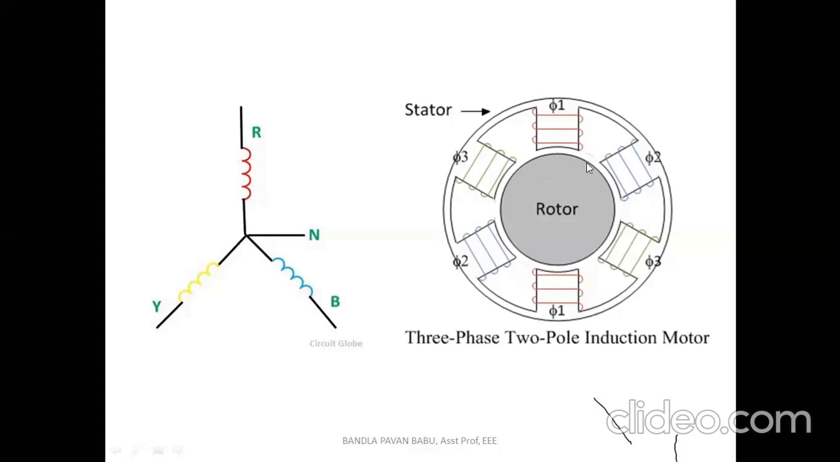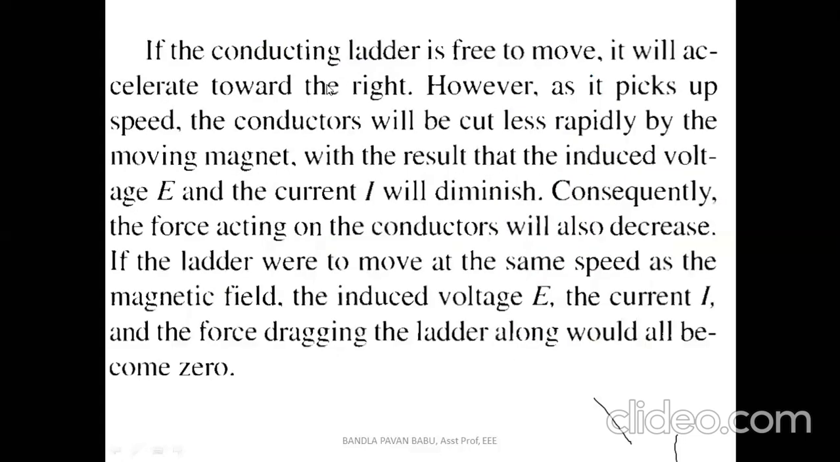So come back to the point. If the conducting ladder is free to move, so that means the rotor starts rotating, it will accelerate towards the right, towards the clockwise. However, as it picks up speed, the conductors will be cut less rapidly by the moving magnet, with the resultant that induced voltage E and the current I will diminish.